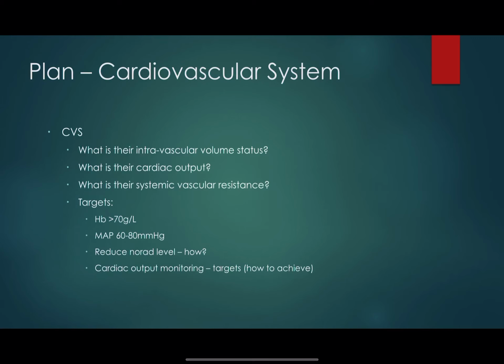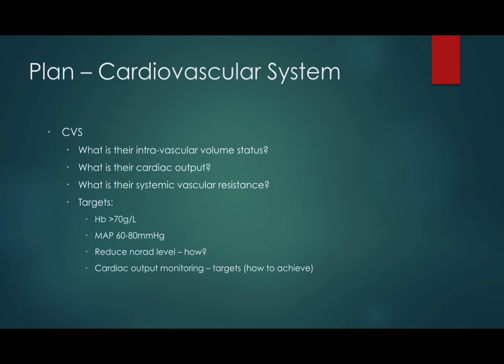In terms of the cardiovascular system, the most important thing to ask yourself is what is their intravascular volume status? Should they get more blood or fluid, or can we actually start to take fluid off the patient? What is their cardiac output and what is their systemic vascular resistance? Can we augment their cardiac output with fluid or with inotropes, or can we augment their systemic vascular resistance with things like noradrenaline? But more importantly, are we over squeezing them? Have we increased their systemic vascular resistance too much?